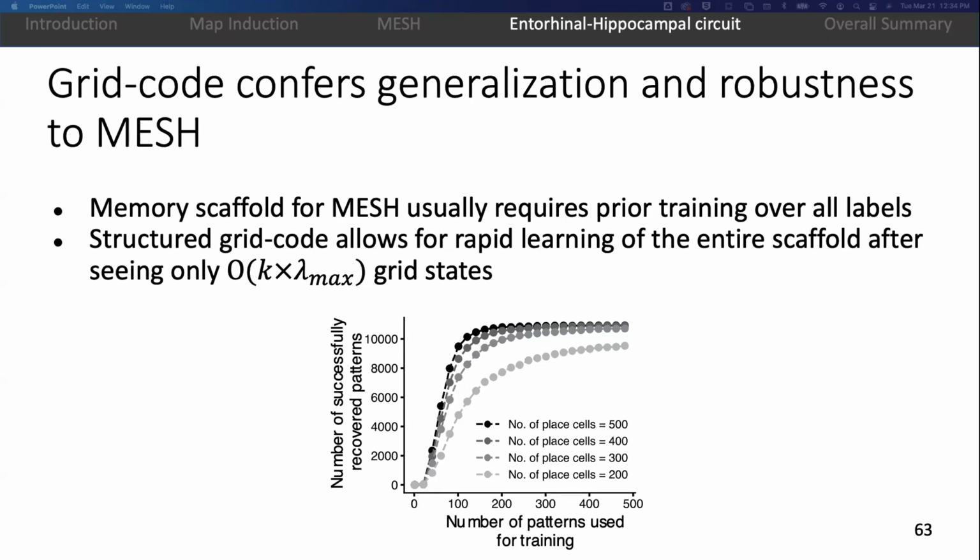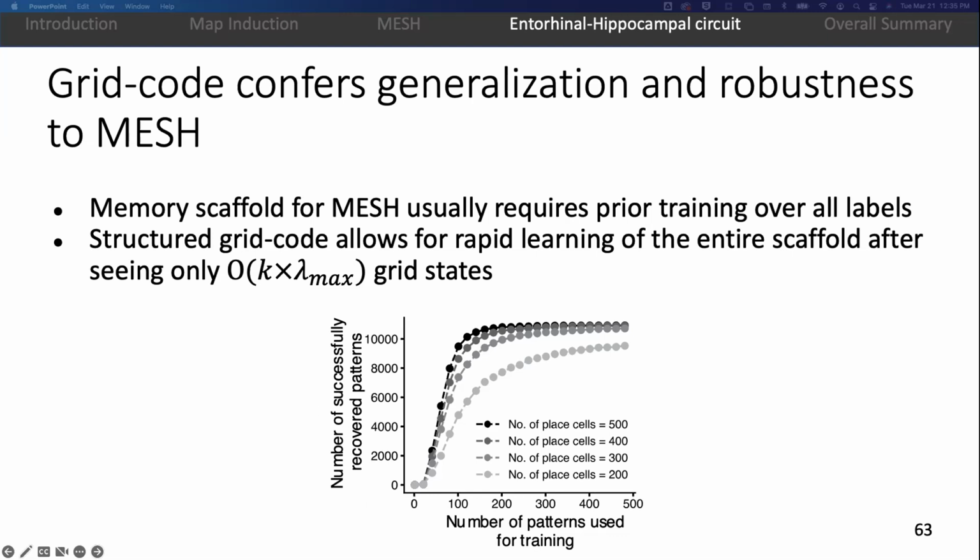So one advantage is that when we are constructing MESH with random k-sparse codes, we're actually training over all the prior labels in the attractor manifold. But when we are training this attractor manifold using grid code, we only need to train it on a subset, and it automatically generalizes to the entire grid coding space. So here I'm showing a plot. Basically, we know exactly how many states you need to train it on for it to generalize, and that is a function of the period of the biggest module and the number of modules in the grid attractor.